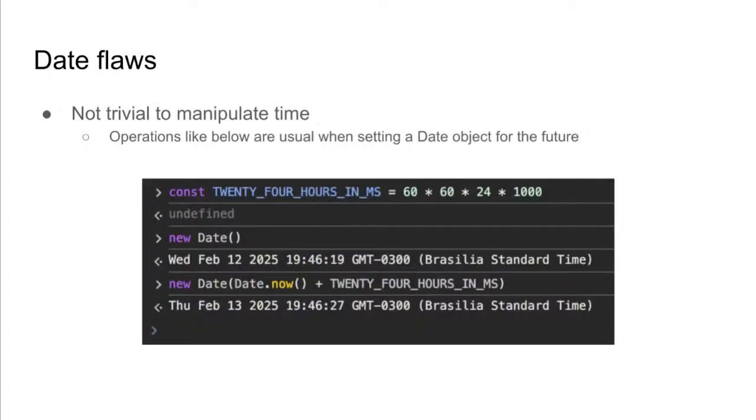Another way we usually deal with time in JavaScript is to calculate how many milliseconds a time representation is the value of. For instance, I took the 24 hours in milliseconds representation, and I want to create a Date object 24 hours from now. How do I do that? I grab the Date.now method that will return milliseconds and add the milliseconds that I calculated before. That will give me a Date object 24 hours after the first example that I showed you.